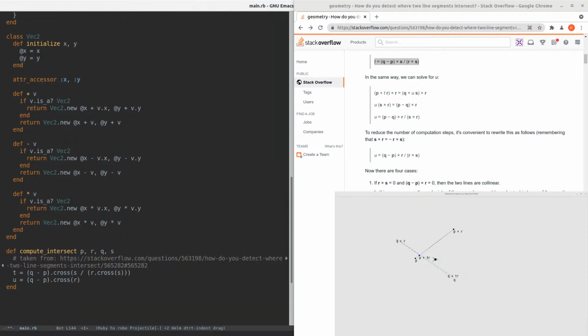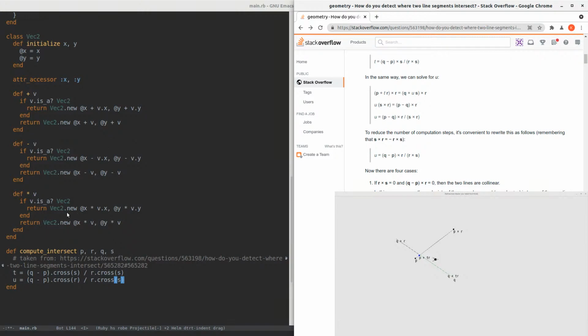Cross R. Wait, something's wrong here. There we go. Okay, over R dot cross on S. Did I do that right? R cross S, we divide by, Q minus P, and then we just start multiplying by that. Okay, yeah, that looks correct.